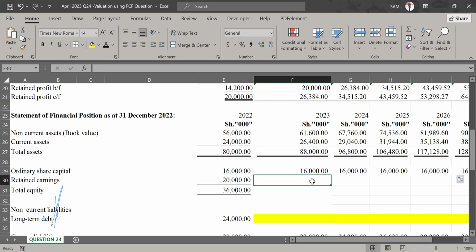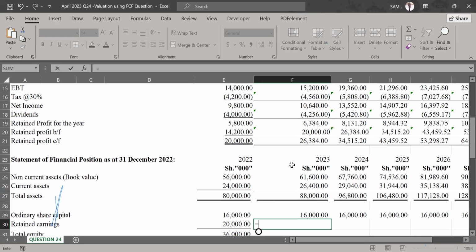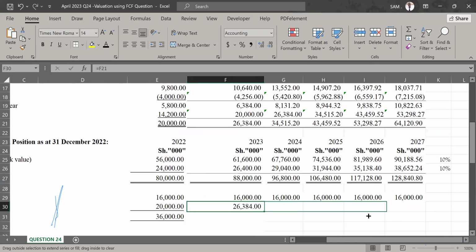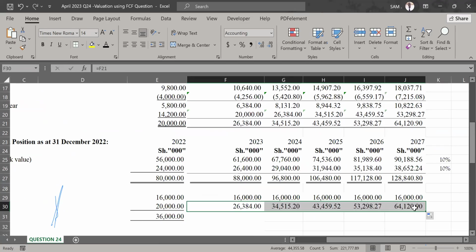So the same way, we will come to 2023, put an equal sign and refer to the retained profit carried forward in 2023. That is what you transfer to the retained earnings in the statement of financial position. That's what we do. So I bring it there. And because I've done reference to 2023, I will just drag and it will pick all the other retained earnings carried forward up to 2027 like that.